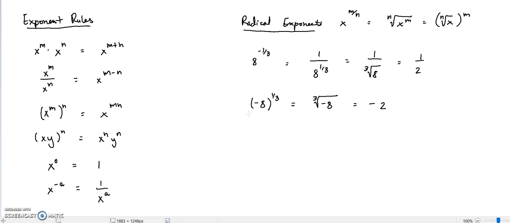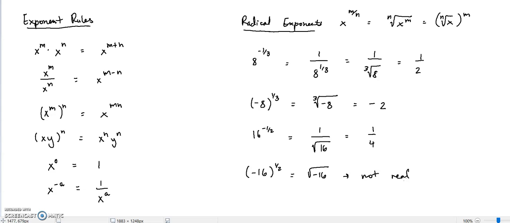All right, so let's look at a square root with that too. So 16 to the negative 1/2. Negative in the exponent means reciprocal, and that means square root. So I've got 1 over the square root of 16, reciprocal and square root, and that's going to give me 1/4. But if I try to do negative 16 to the 1/2, that means square root of negative 16, and that is not real. Okay, so that's putting together some of what we've seen with the negatives with the negative exponent.